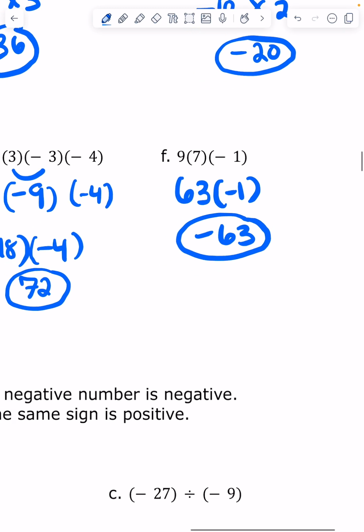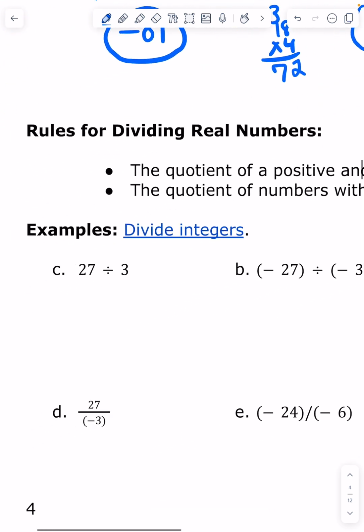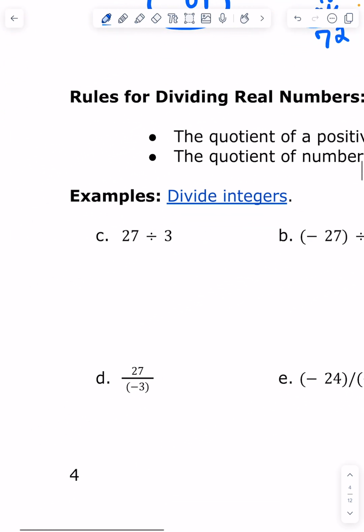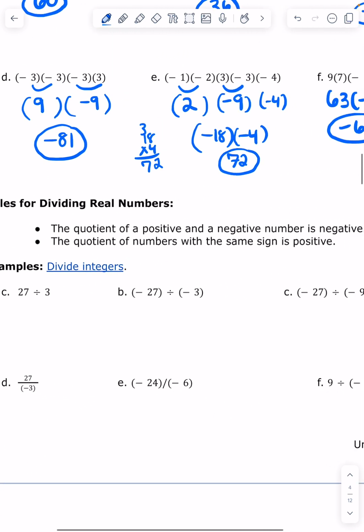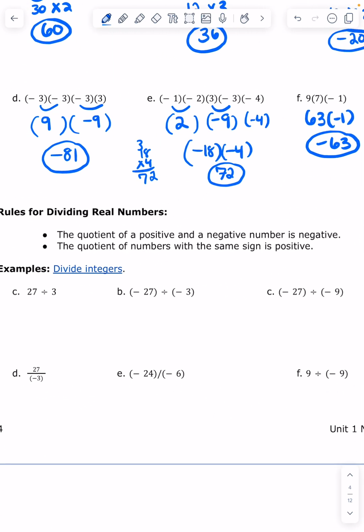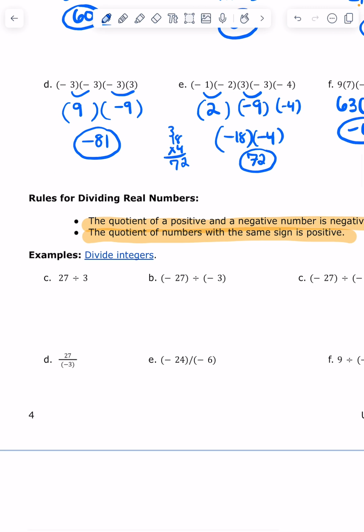All right, division is very similar. If we have two numbers with the same sign, when we divide them, they're going to be positive. So that's the second bullet. And then the quotient of a positive and a negative number is negative. That is correct this time.